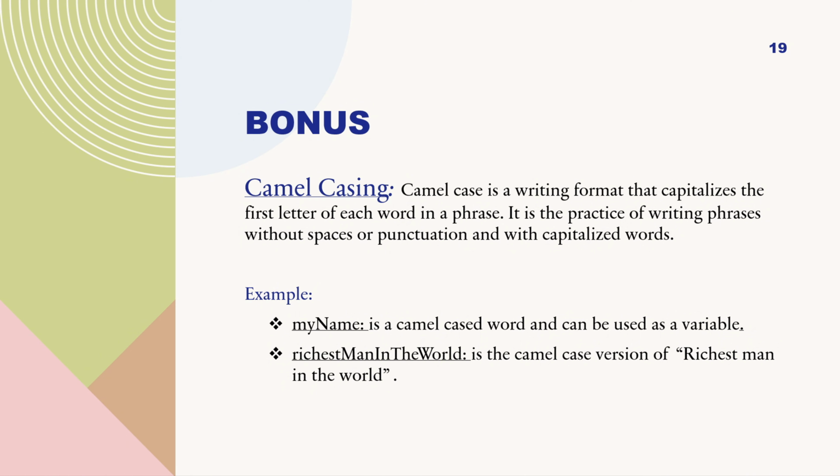Here I have written my name, where N is capital, my is a different word, and name is a different word, and I have joined them without any spaces, only by capitalizing the first letter of the next word. So myName is a camel cased word and can be used as a variable. In the next example, we can see richestManInTheWorld, where M, I, T, and W are capitalized as they signify separate words. This is the camel case version of richest space man space in space the space world.